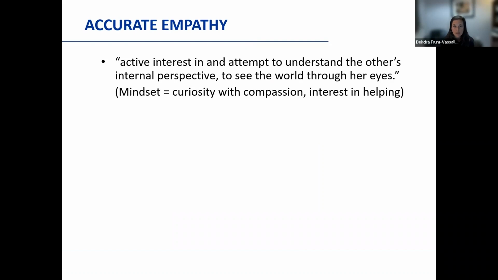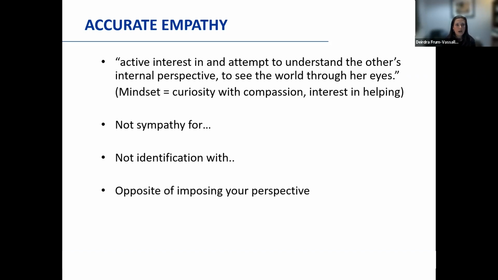So accurate empathy, as I mentioned, is really being actively interested and attempting to understand the other person's internal perspective, seeing the world through their eyes. It's different than having sympathy for somebody. And it's different from identifying with them and feeling like they're similar to us in some way, or trying to really feel that we're the same as them. We are not imposing our perspective on the patient. We're really deeply listening. A lot of times when we're using MI, the patient is doing more of the talking than the clinician, and we're really listening.